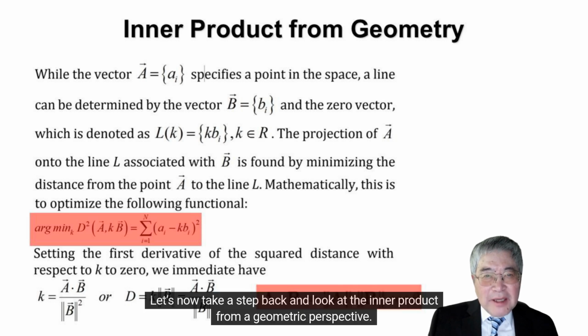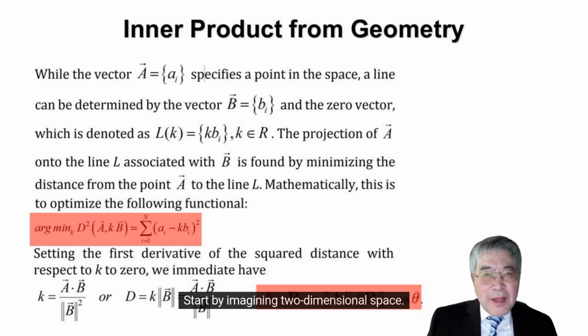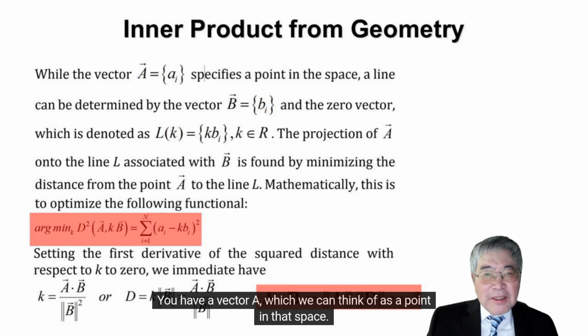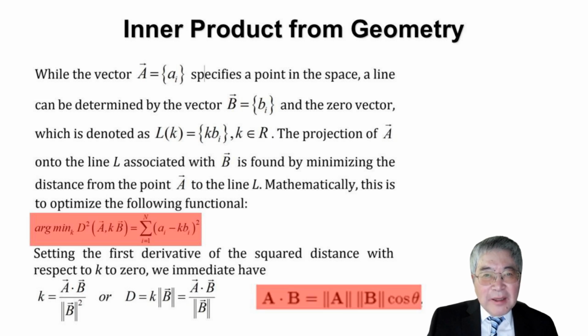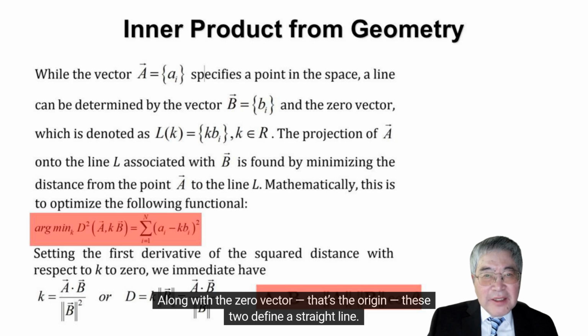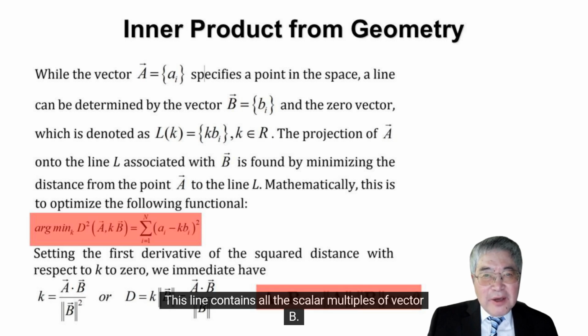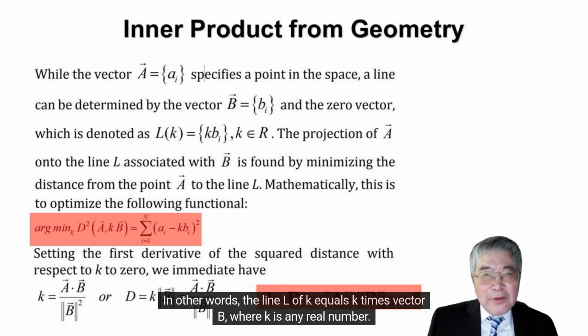Let's now take a step back and look at the inner product from a geometric perspective. This viewpoint helps us build strong intuition, especially as we move into higher dimensions. Start by imagining two-dimensional space. You have a vector A which we can think of as a point in that space. Now add another non-zero vector, let's call it vector B. Along with the zero vector, that's the origin, these two define a straight line. This line contains all the scalar multiples of vector B. In other words, the line L of k equals k times vector B, where k is any real number.